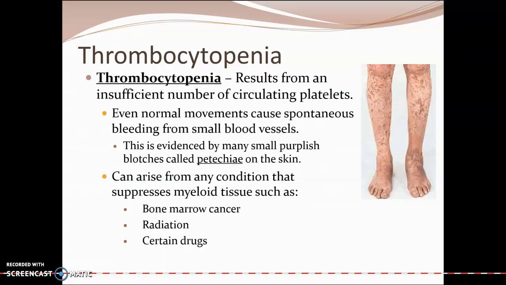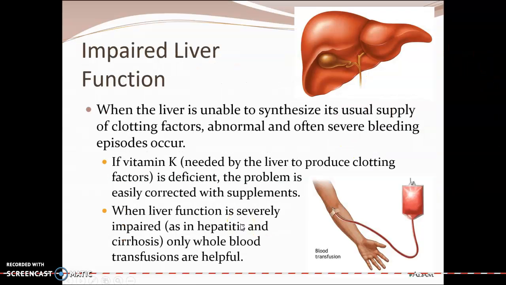With thrombocytopenia, like I said, you don't have enough of the thrombocytes, so you can't clot properly, and you see many small purplish blotches on the skin called petechiae, which is a sign of thrombocytopenia. It can happen because of bone marrow cancer, radiation, or certain drugs. If you start to see this, then it definitely needs to be investigated to see why that's happening.